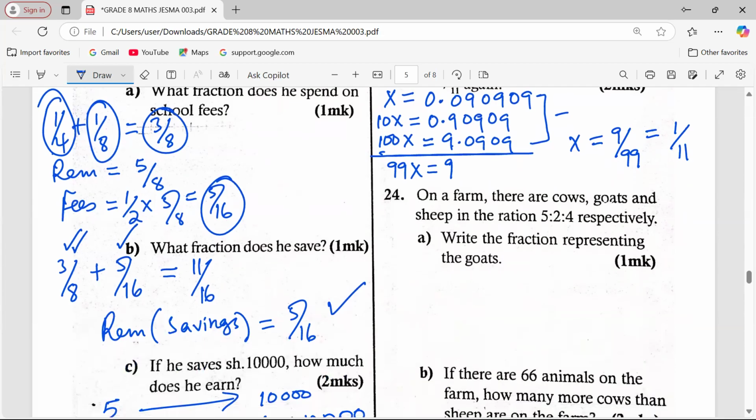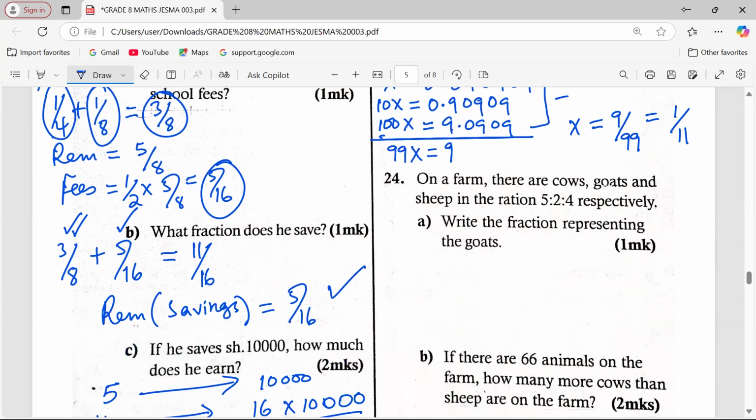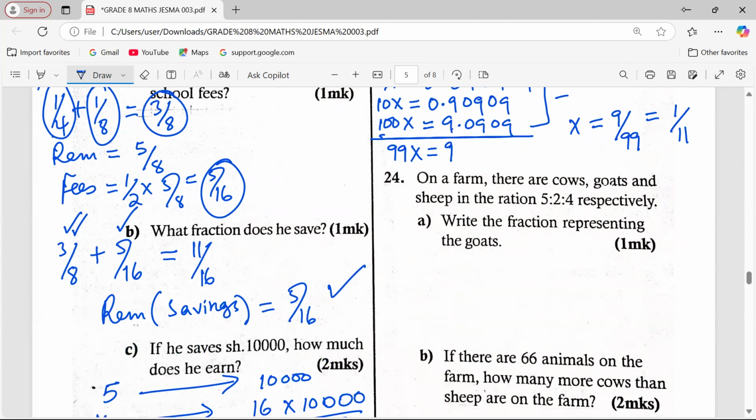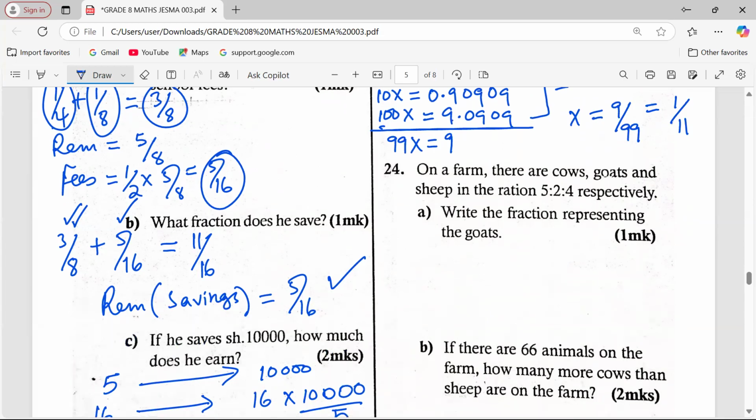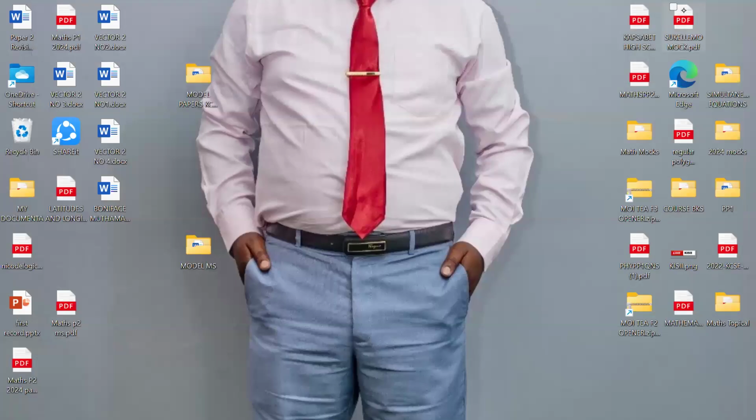On a farm, there are cows, goats, and sheep in the ratio 5:2:4, respectively. Write the fraction representing goats. So according to the mentioning here, we have cows, goats, and sheep. So the first one goes to cows, goats, then sheep. So for goats, it's 2 out of the total proportions. 5 plus 2, that is 7. 7 plus 4, that is 11. So 2 out of 11 is the fraction which will represent the goats.